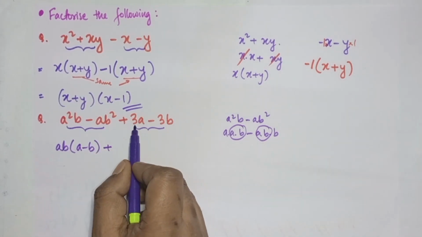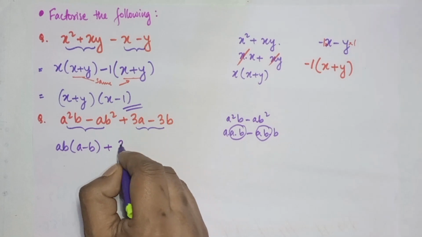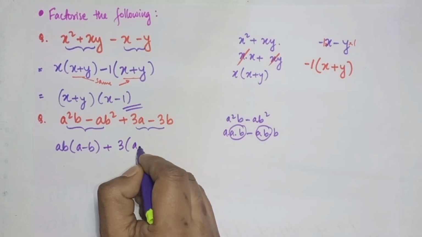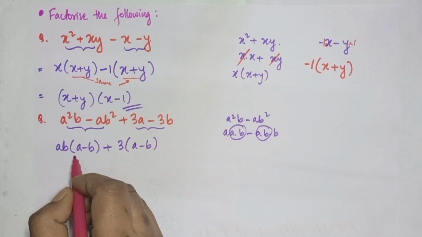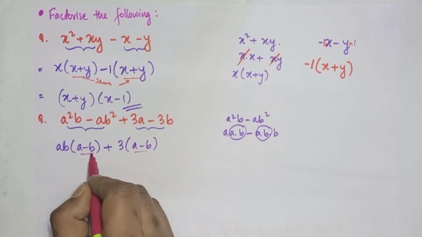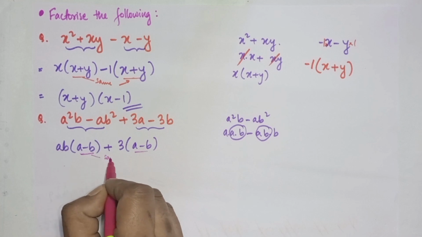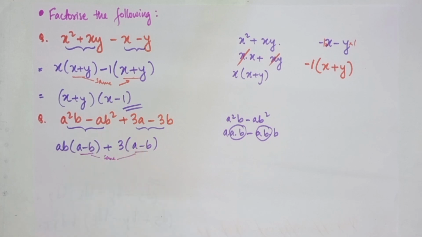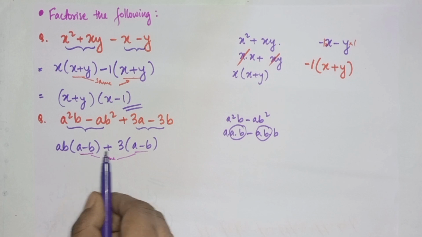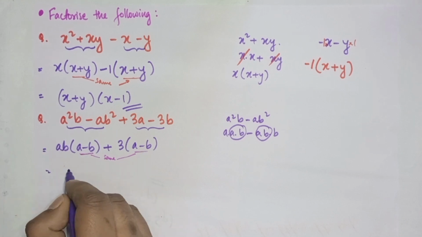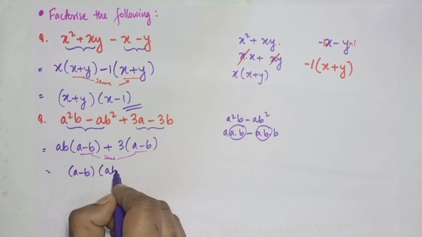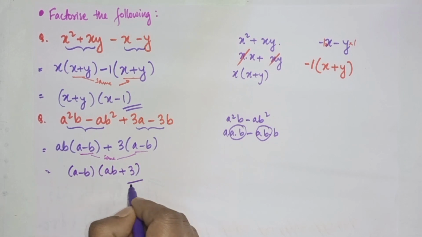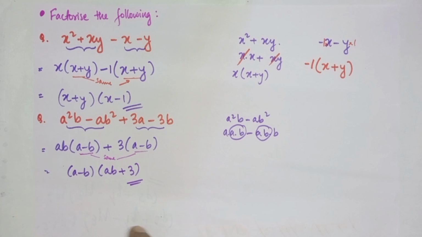Plus here you can see directly 3 is matching, so 3 is common. So what will be left over? a minus b. So as you can see, these two are the same. That means this pairing was okay. Now these two you will write single, that means a minus b. Then what is left over? This and this you will write in another bracket, ab plus 3. Hope you are clear with this method. So this is your final answer.